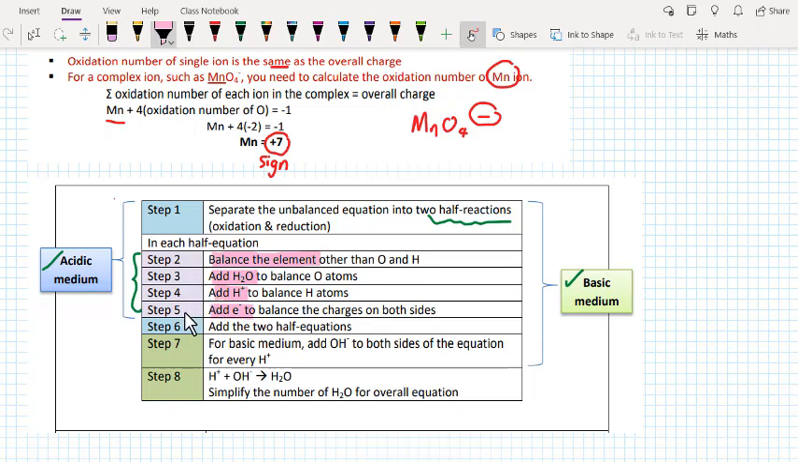After we have done step 2 until step 5, step 6 will be adding both of the half equations. So step 1 until step 6 is for acidic medium. Then steps 7 and 8 are extra, if you are required to answer the balancing equation in basic medium. So step 7, continue from step 1 until step 6. Step 7, basic medium, we need to add OH- to both sides of the equation for every single H+. Step 8, H+ plus OH- equals 1 mole of H2O. So we need to simplify the number of H2O for the overall equation. So always refer back to this table when you are balancing a redox equation.